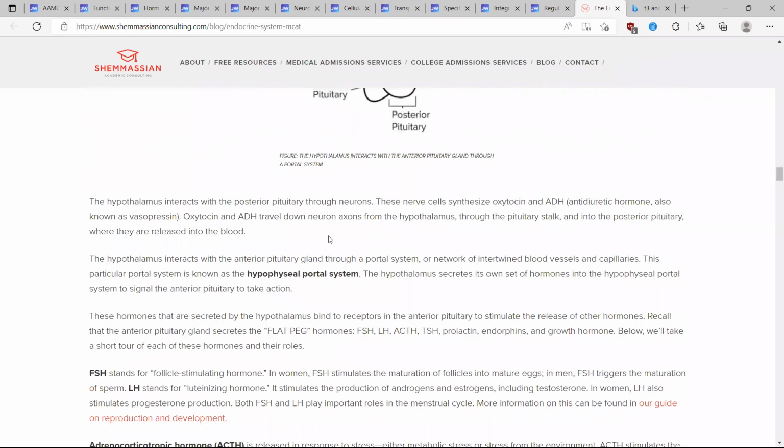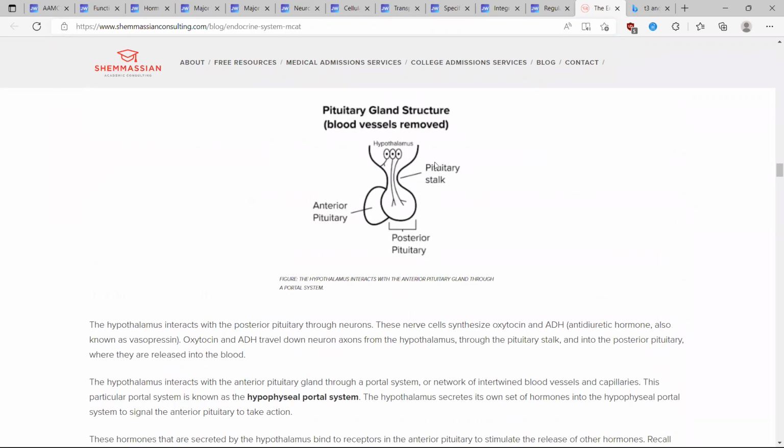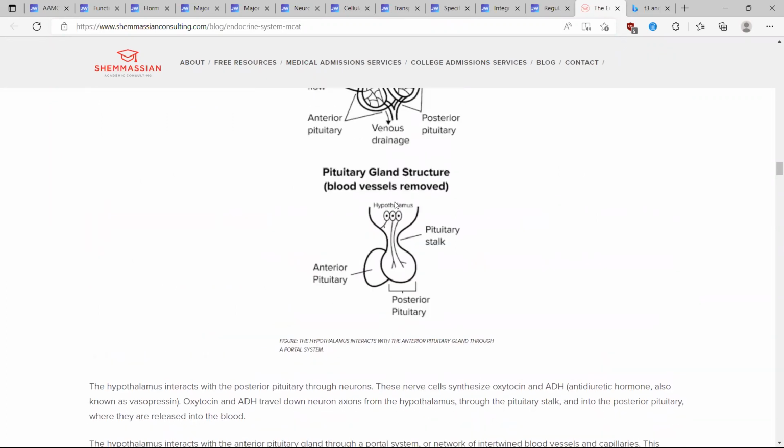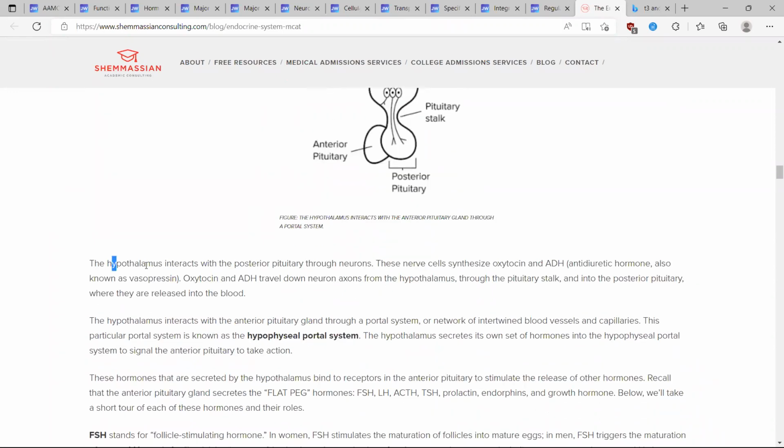Okay, so the hypothalamus is up here, and it's interacting with these pituitary glands, right? Now in the pituitary, there's an anterior and a posterior. There's two separate sections. Why? Because they separately produce different hormones, but they're both producing peptide hormones.